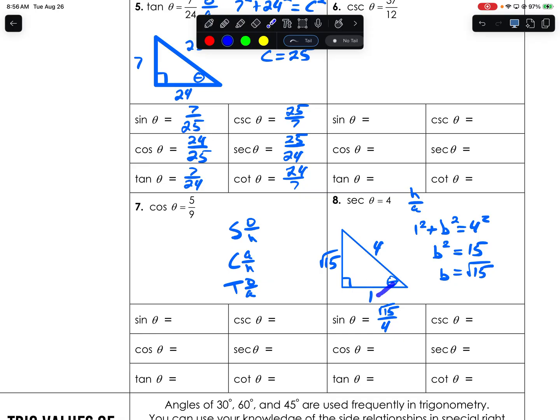So adjacent is right next to theta. This is opposite, across from means opposite. Adjacent means next to. Now clearly right here there are 2 numbers that are next to theta. But this is always hypotenuse, because the hypotenuse is always across from the right angle. Okay? And then I'll explain another one as well.